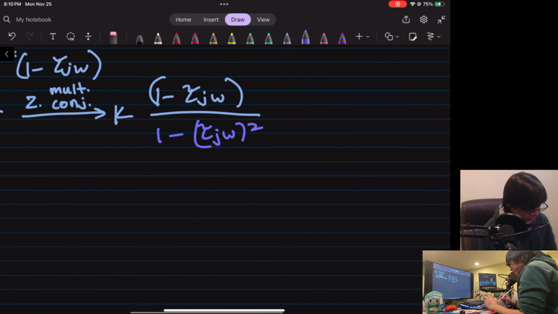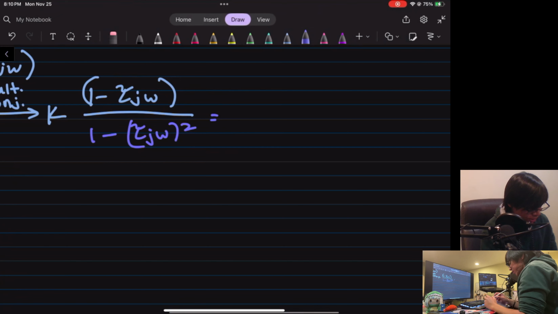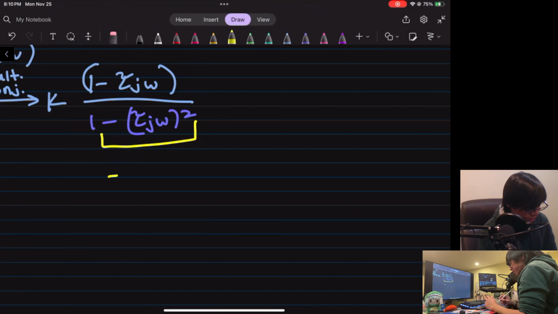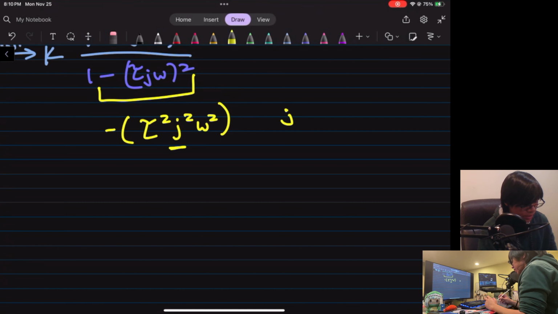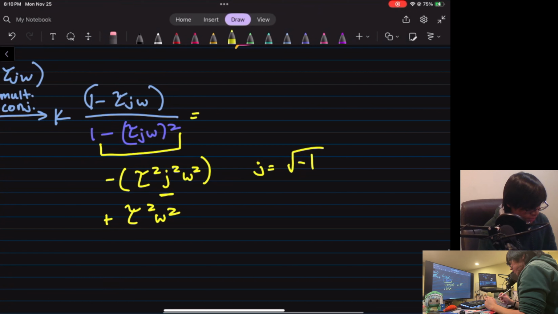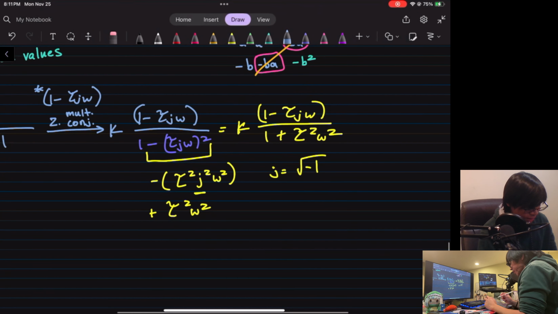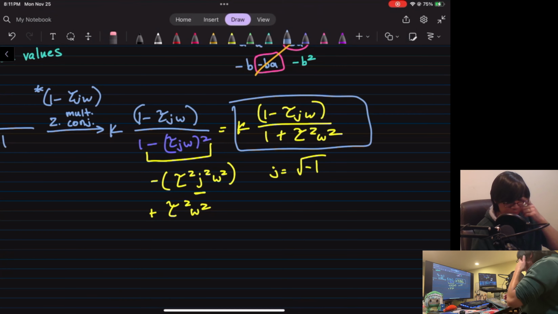And I'll just write out this portion for the denominator. So negative tau squared, j squared, omega squared, and j squared, of course, we know is negative 1. So this negative becomes a positive, and then we have tau squared omega squared. So what we're left with is k times 1 minus tau j omega at the top, and 1 plus tau squared omega squared. Now that we have that, we can do our amplitude ratio.